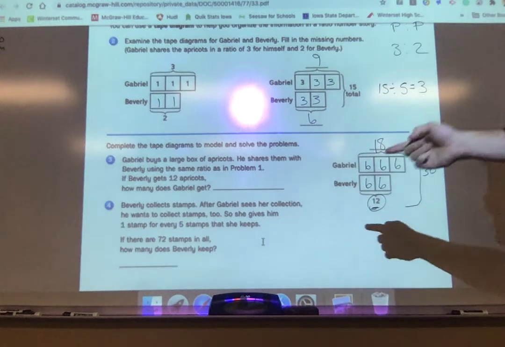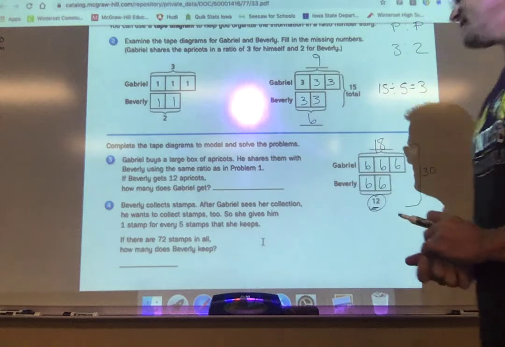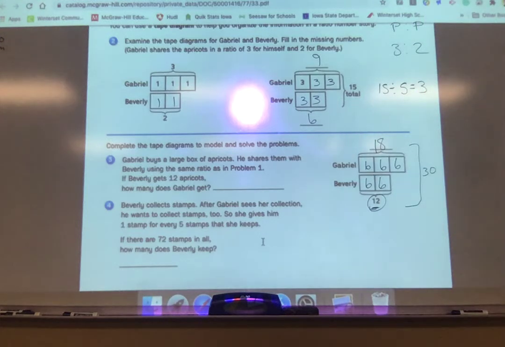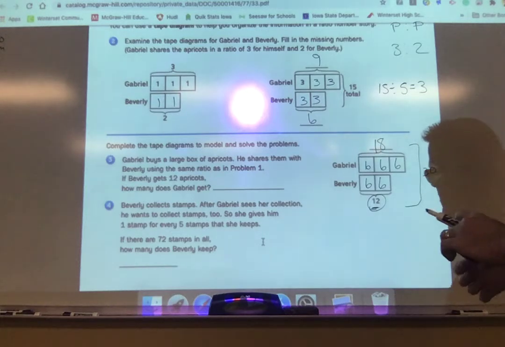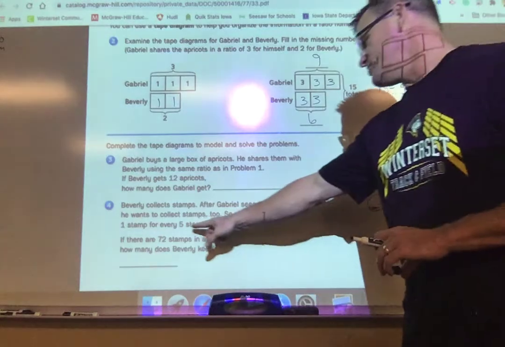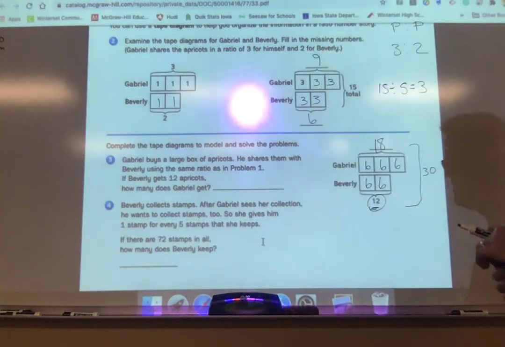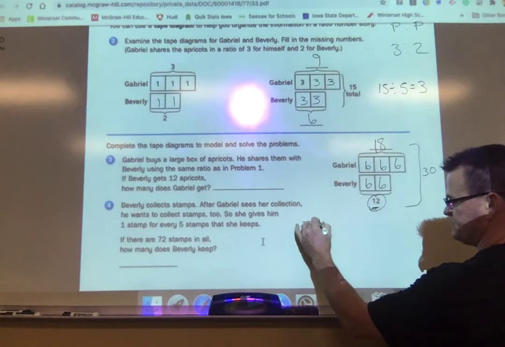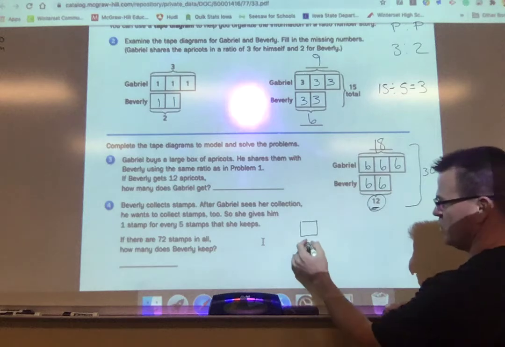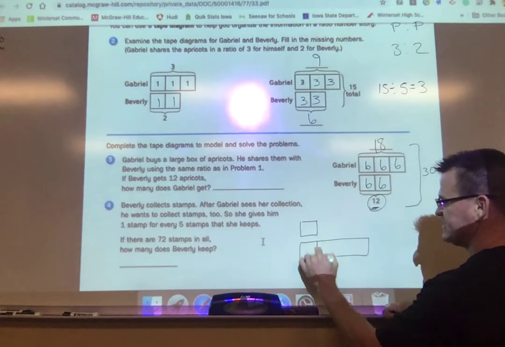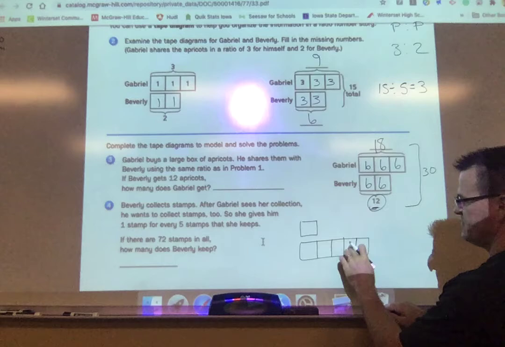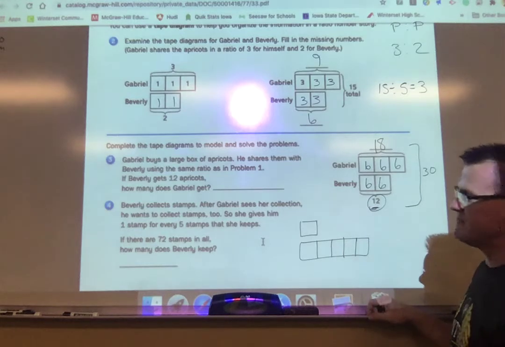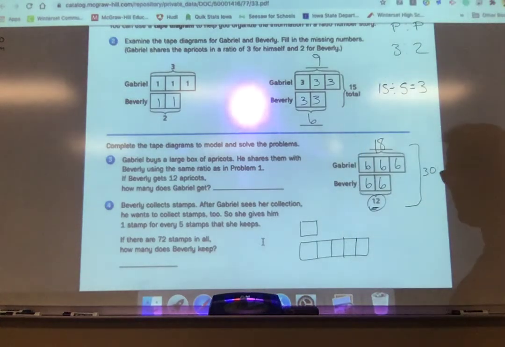Okay. Here's another example. Beverly collects stamps. After Gabriel sees her collection, he wants to collect stamps too. So she gives him 1 stamp for every 5 stamps that she keeps. All right, so we're going to make a tape diagram here. We see the ratio. She gives him 1 stamp for every 5 stamps that she keeps. So this is a 1:5 ratio. So I would make a piece of tape, 1, and then 5 pieces of tape. 1, 2, 3, 4, 5. So this is 1 stamp for every 5 stamps that she keeps.